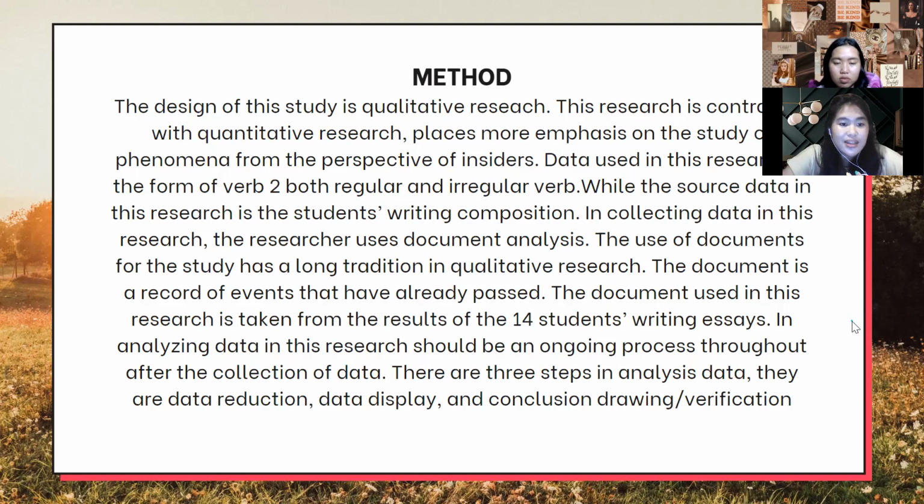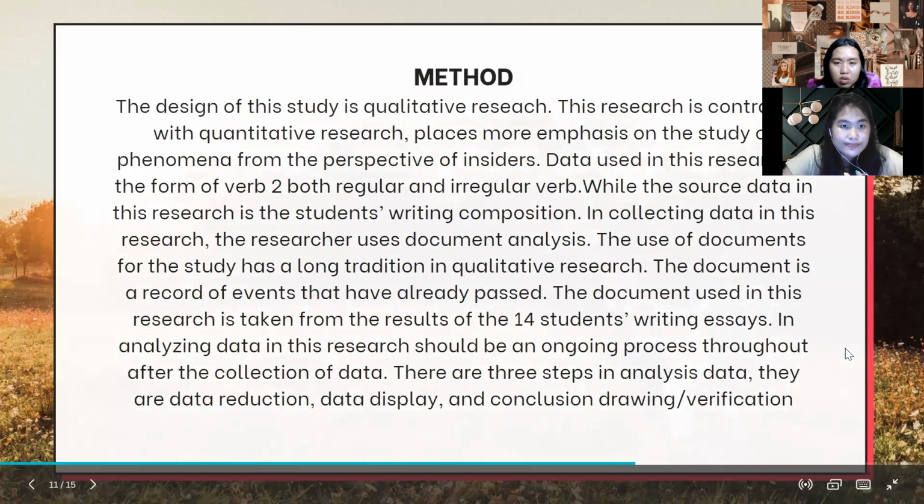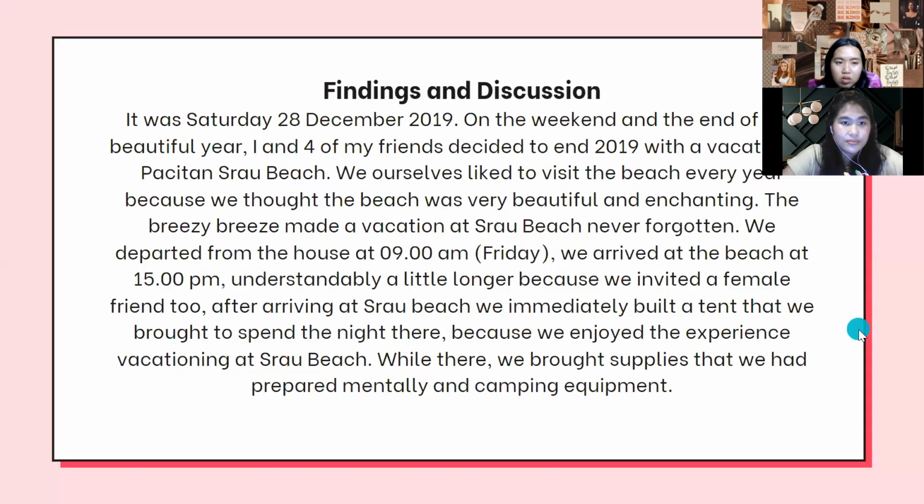Analyzing data in this research is an ongoing process after the collection of data. There are three steps in analyzing data. They are data reduction, data display, and conclusion drawing or verification. Next are the findings and discussions. These are examples used in the article of reading competitions.